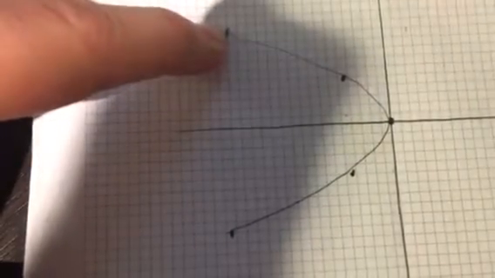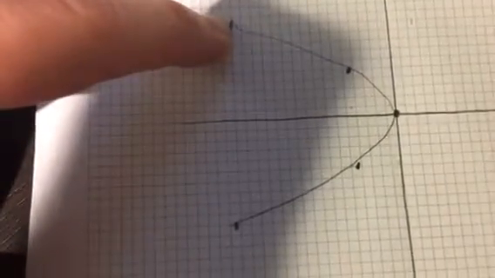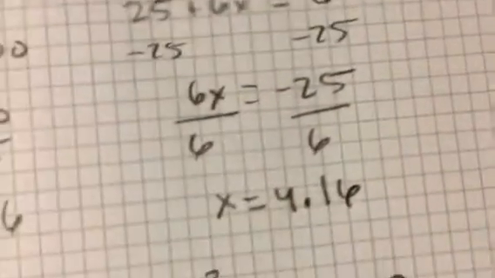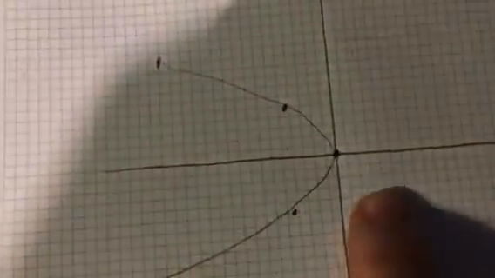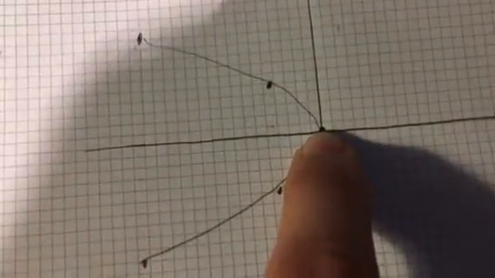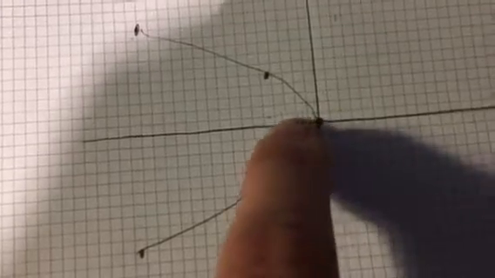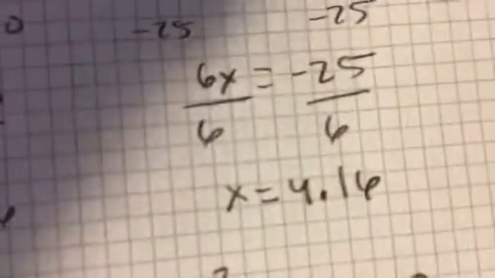Okay, the next one that we plotted was 4.16. So x equals 4.16. So we'll come back over here and we do x equals 4.16. So we're going to go 1, 2, 3, 4.16, and that was the x value. The y value was 5. So we'll go up 5, 4.16 and up 5, and we'll plot that.